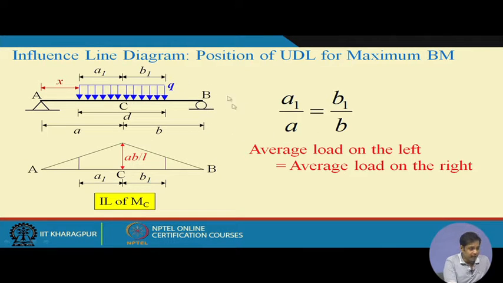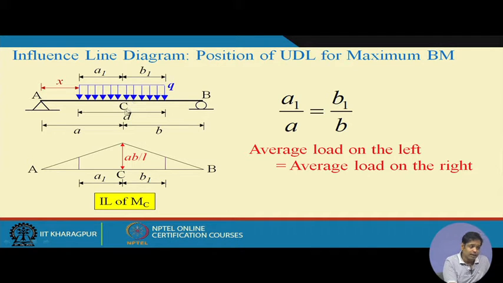So, the criterion says that you place the uniformly distributed load in such a way that the average load on the left side of the beam equals the average load on the right side of the beam. Then that is the critical position, and for that position you get the maximum bending moment at C.